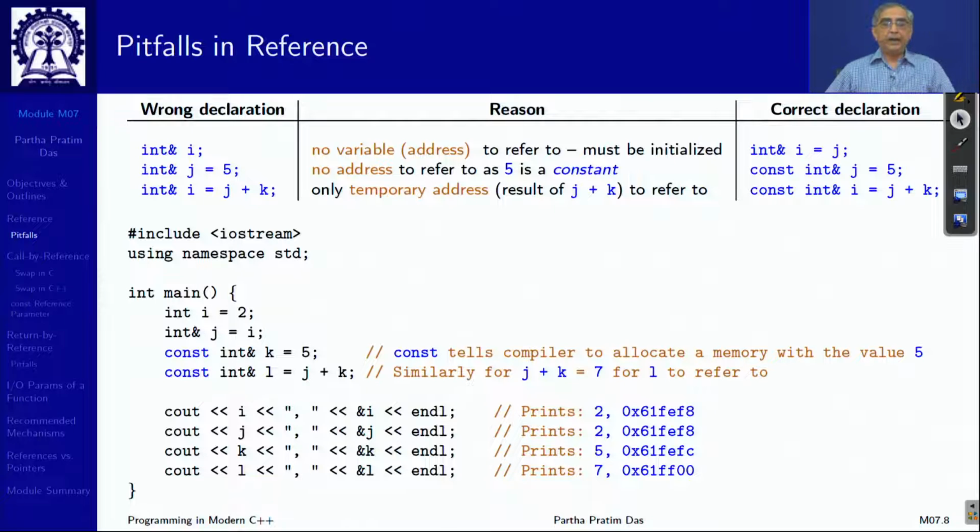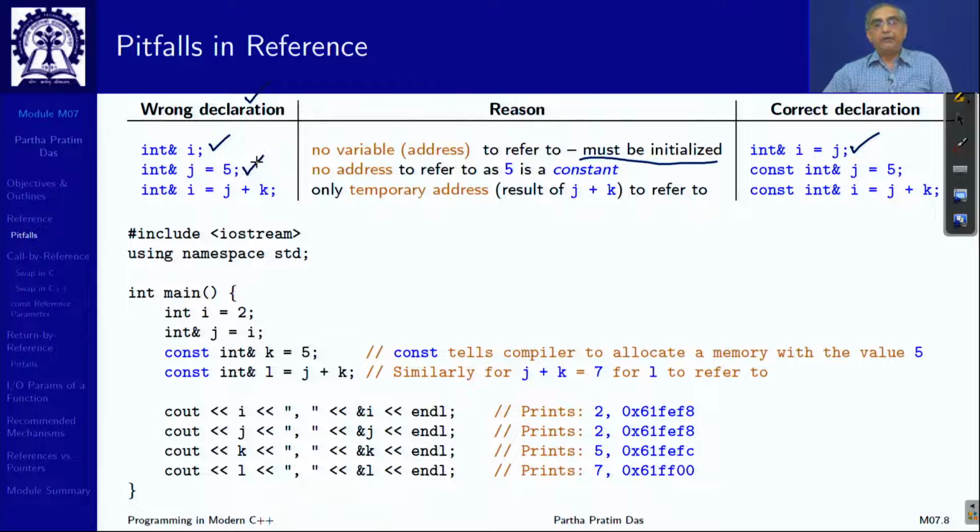Now, what are the kinds of pitfalls that you can get into while defining a reference? On the left I show some of the common wrong declarations. Here I have tried to define a reference, but without an initialization. So, I am saying that PPD is the nickname of, then I do not say who. I am trying to create an alias where the original variable is not given. That is not possible, it must be initialized. So, I can say like this, where i is an alias or reference for j.